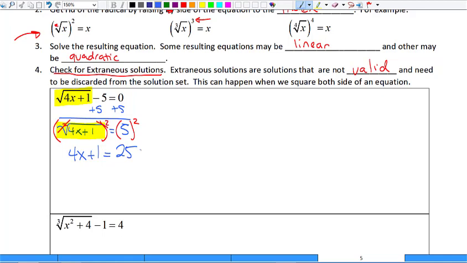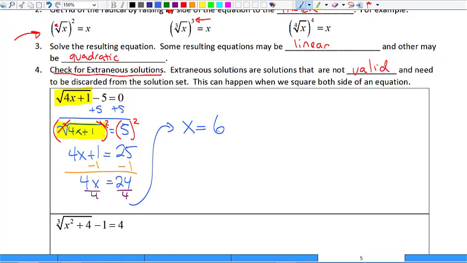Then step 3 says solve the resulting equation. Notice that this does not have any squareds on it. Because there's no x squared, it's not quadratic. This is just linear, something fairly simple to solve. I'm going to subtract 1 to get all of the x's on the left and the numbers on the right. Then I'm going to divide both sides by 4. And my solution is x is equal to 6. Great, this is my potential answer.